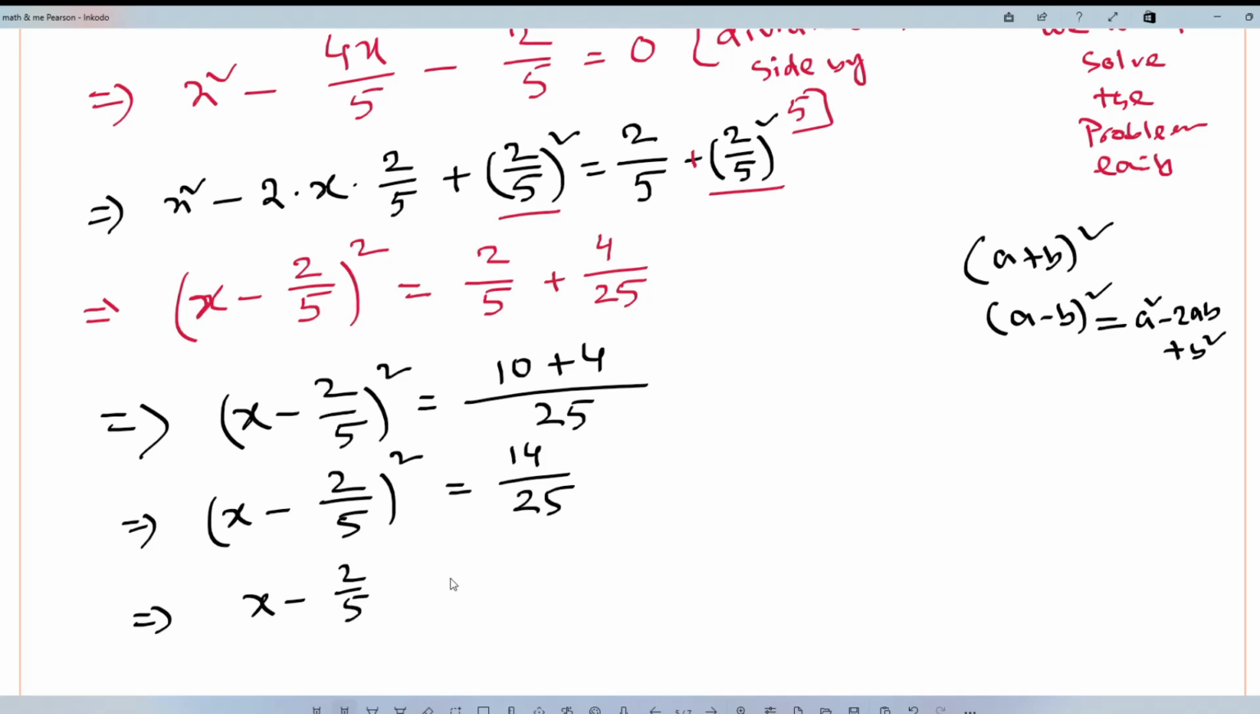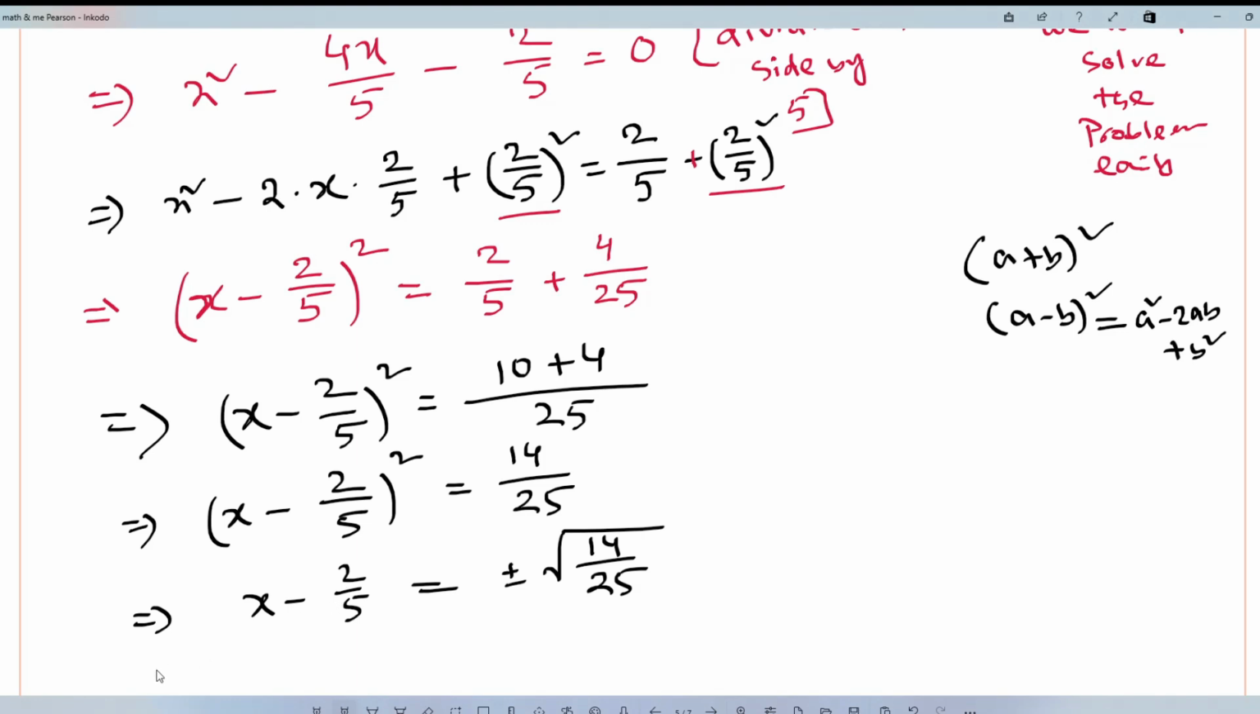So if we take the square root on both sides, we will get x minus 2 by 5 equals plus minus root over 14 divided by 25. Okay, now look, what will be the answer?